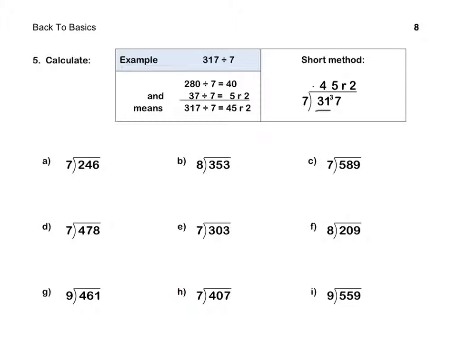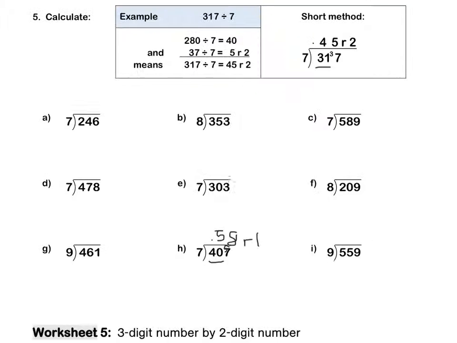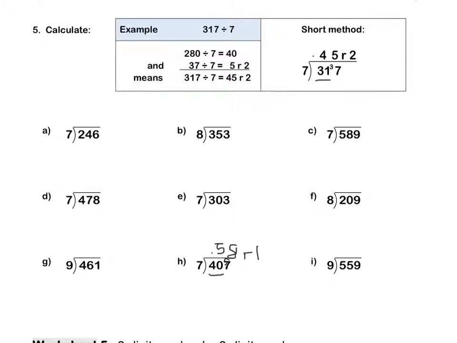Let's do H together. 7 can't fit into 4. 7 fits into 40 5 times, because 7 times 5 is 35, therefore the remainder is 5. 7 fits into 57 8 times, because 7 times 8 is 56, therefore the overall remainder is 1. Press pause to complete question 5 by yourself.